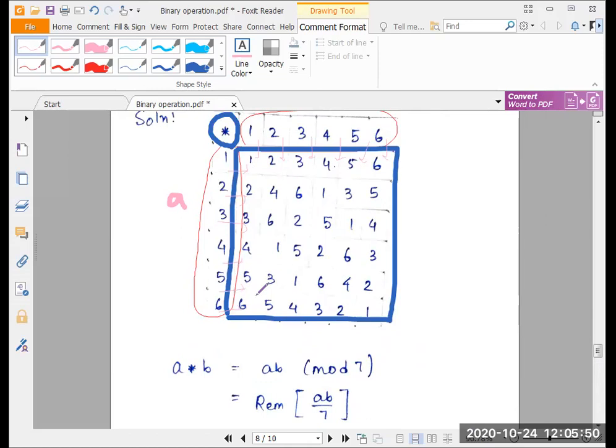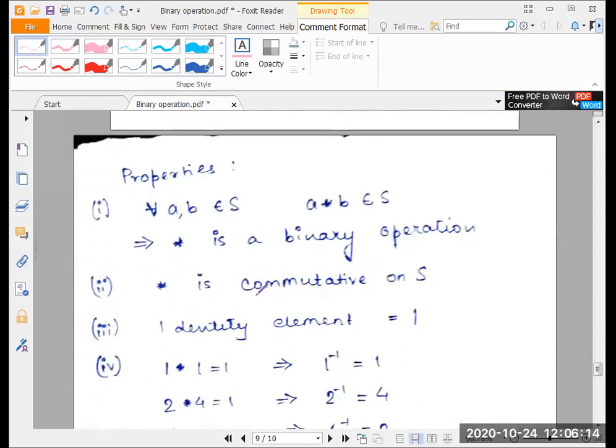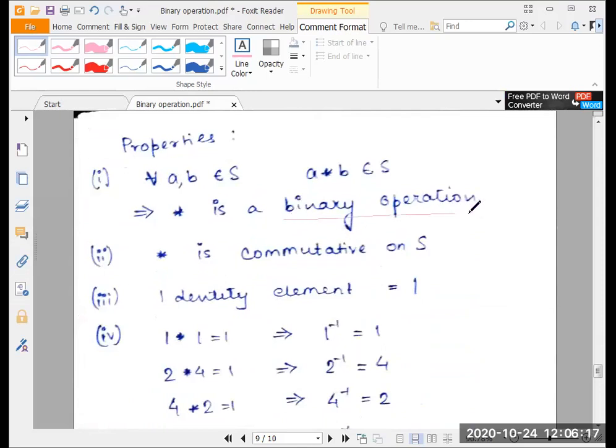So that means for every A and B, if A and B are two elements belonging to the set 1, 2, 3, 4, 5, 6, then A star B, defined as AB modulus 7, which is the remainder of AB by 7, will also be an element which belongs to the set 1, 2, 3, 4, 5, 6. So by definition, the operation star is a binary operation. Looking at the composition table, I can say that star is a binary operation. So that's the first property done. Let me take red, since this is a light color. By the first property, we can say that star is a binary operation.